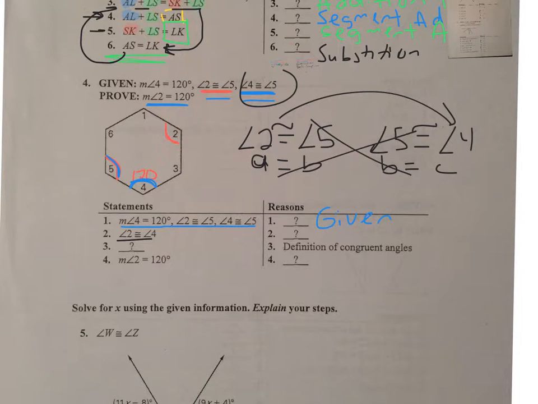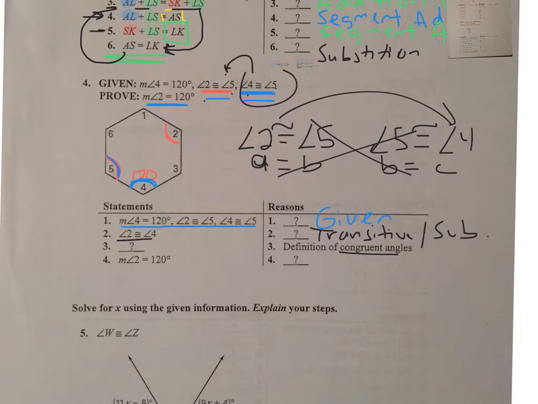Transitive, if you see it better as substitution, where I know that 2 is the same as 5 and 4 is the same as 5, so I can just swap in 4 for 5 since they're equivalent. Substitution is also a good answer. So here you could have transitive or you could have substitution. Either one will work.